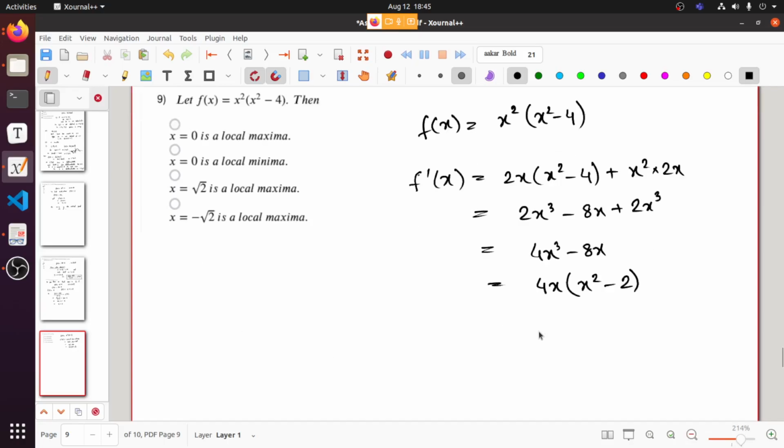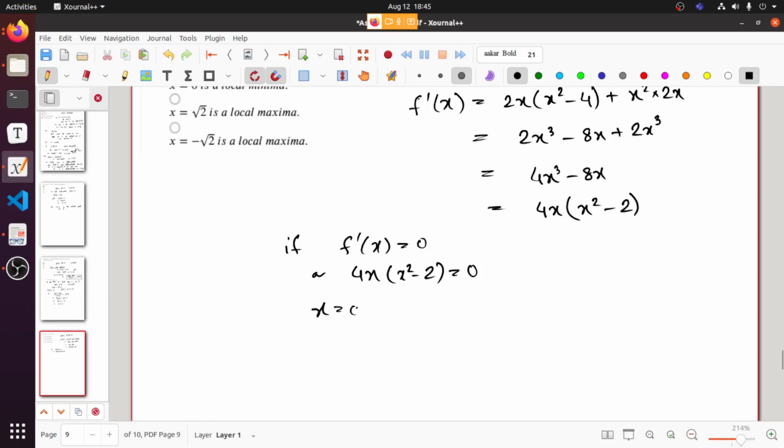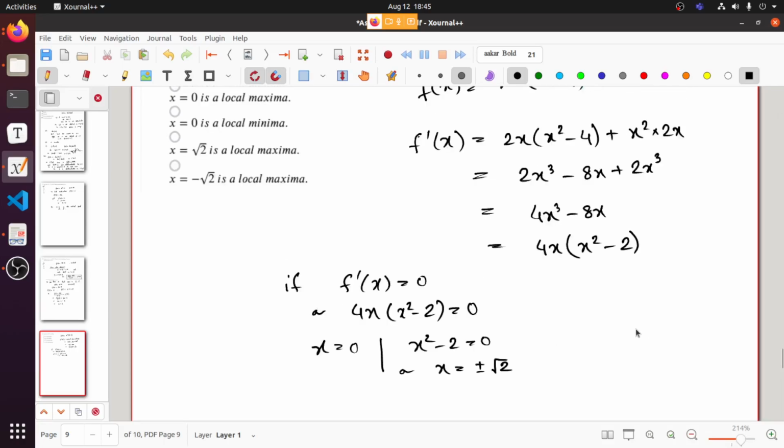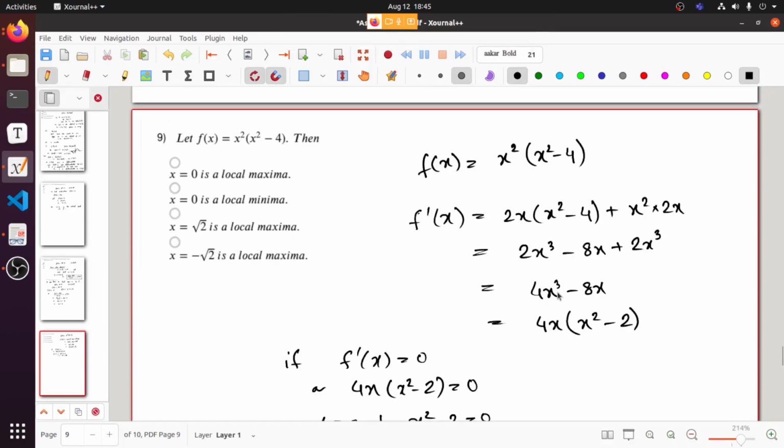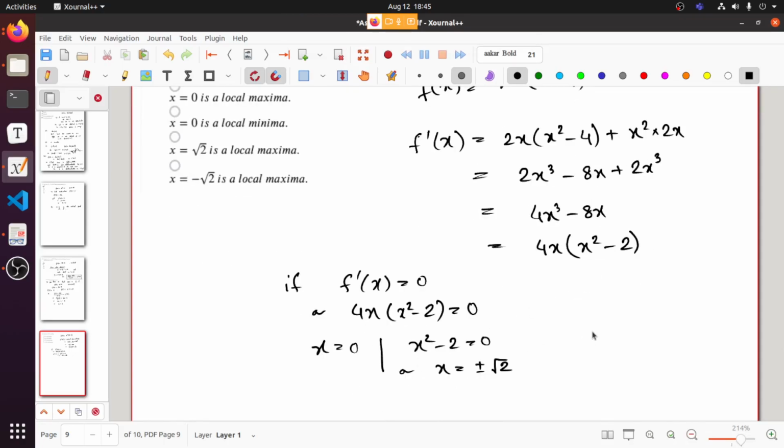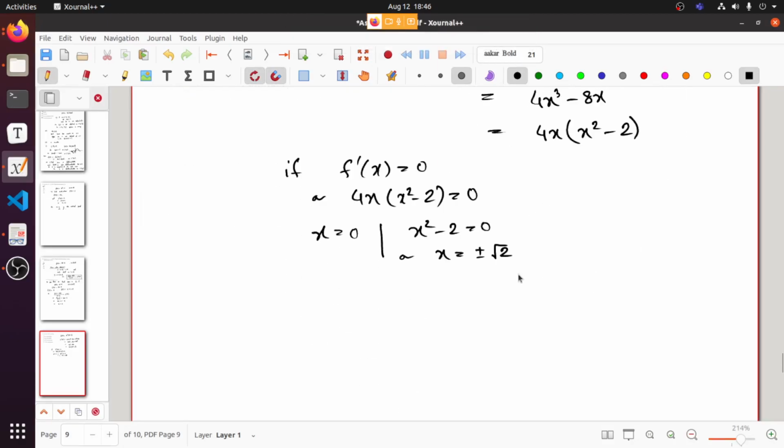Now you have to put where this f dash will be 0. So if f dash x is 0, it means 4x into (x square minus 2) should be 0. Means either x equals 0 or x square minus 2 is 0, which means x equals plus or minus root 2, right? So we get 3 points where f can have a local maximum or minimum: 0, plus and minus root 2. Then you have to check whether it's a maximum or minimum at those points. So let's first find f double dash x, because you have to put all these points, x equals 0 and plus or minus root 2, into the double derivative of f.